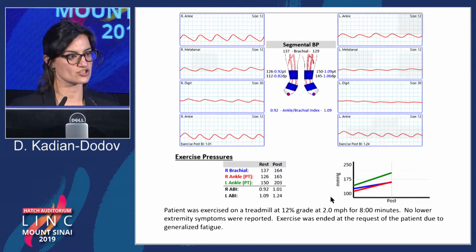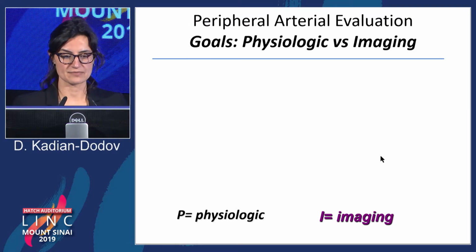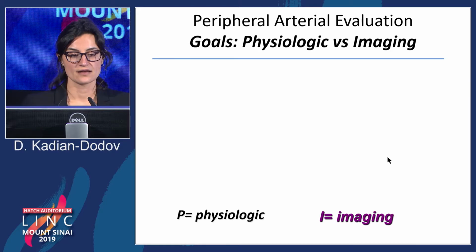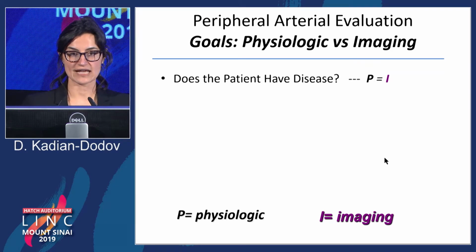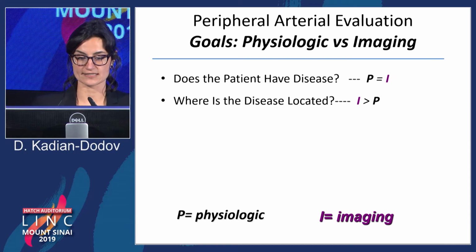So after intervention, you want to repeat this testing to confirm that things have actually improved and have a baseline to follow your patients. So I think this is maybe my last slide. In summary, if you want to know if your patient has disease, both physiologic and imaging will tell you that there's PAD present. If you want to know where it's located, imaging is going to outperform your physiologic testing.